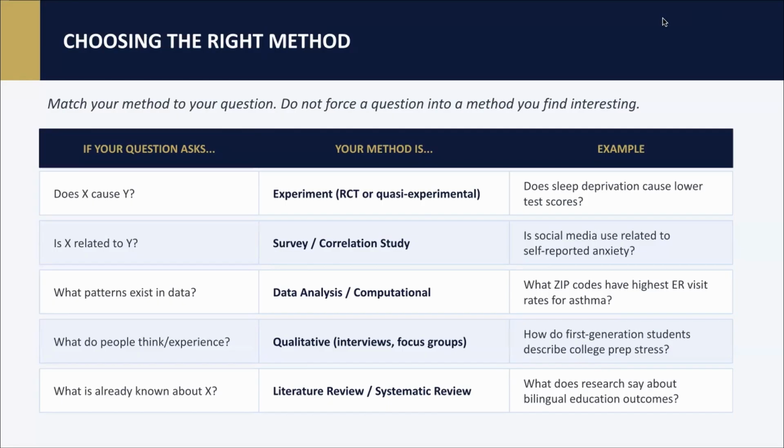And then, what do people think or experience? With that question, your method should be qualitative. You should conduct interviews or focus groups. For example, how do first-generation students describe college preparation stress? And then, what is already known about X? With that question, your method should be a literature review or a systematic review. For example, what does research say about bilingual education outcomes?